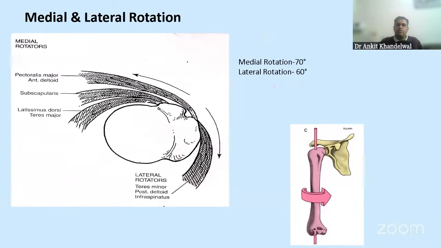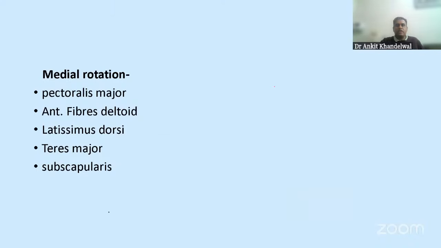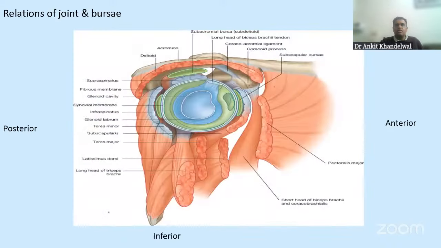And then medial and lateral rotation we discussed. These are the medial rotators, the front fibers. These are the lateral rotators, the posterior fibers. This is medial rotation, that is lateral rotation. Remember this. So shoulder joint in itself comes as a question. Here we are seeing some medial and lateral rotation muscles, and the diagram, we have seen this image before.